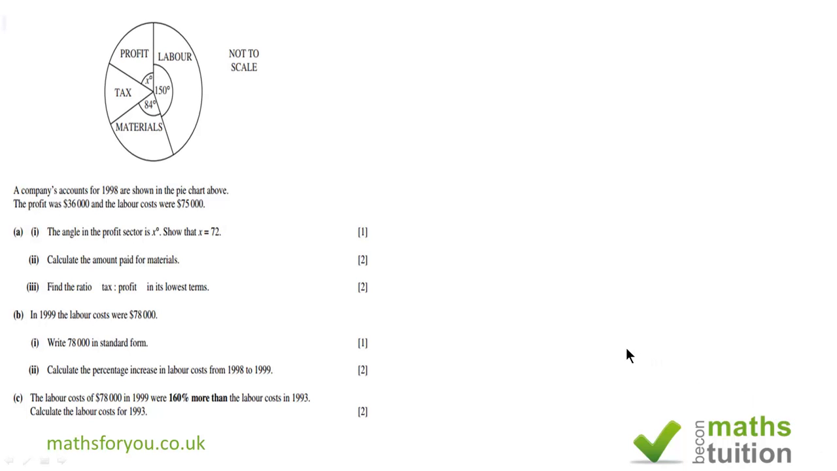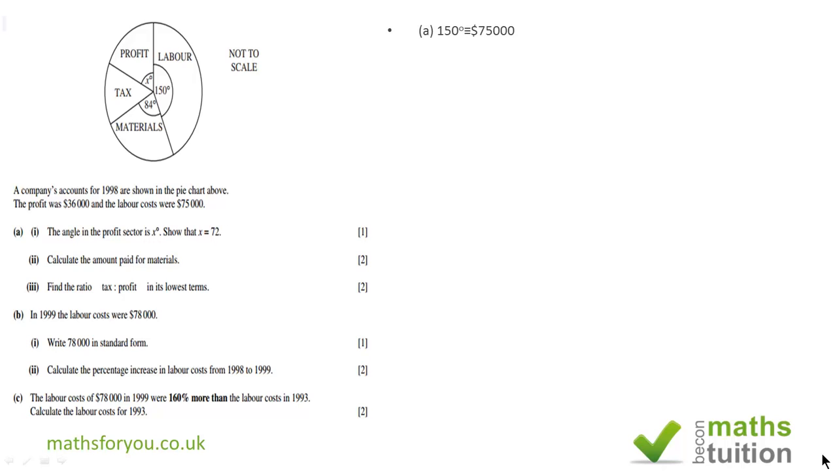Right, and here is our project, our exercise. We've got a pie chart which has 4 items: profit, labor, materials and tax. Now we know that the labor cost is $75,000 and profit cost is $36,000, but we don't know X, which is the proportion of the pie chart occupied by profit.